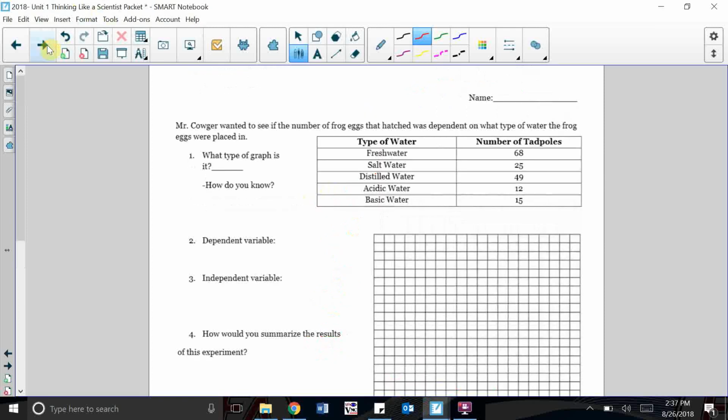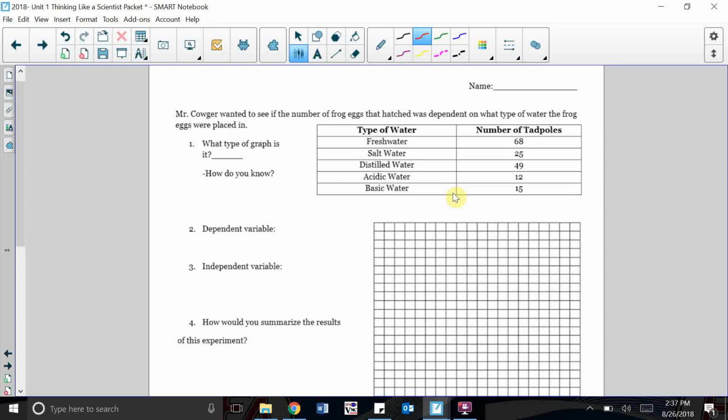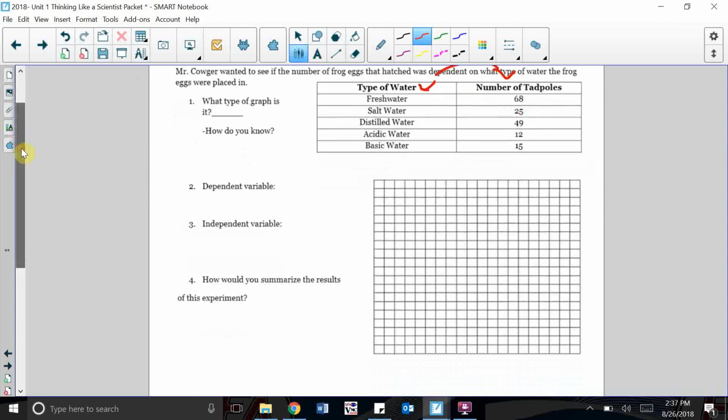Doing one more. For this situation, remember from our previous videos, this is a bar graph because we are comparing the type of water in relationship to the number of tadpoles produced. In this situation, we have no time, right? In line graphs, time is always on the bottom because it's defined as change over time.